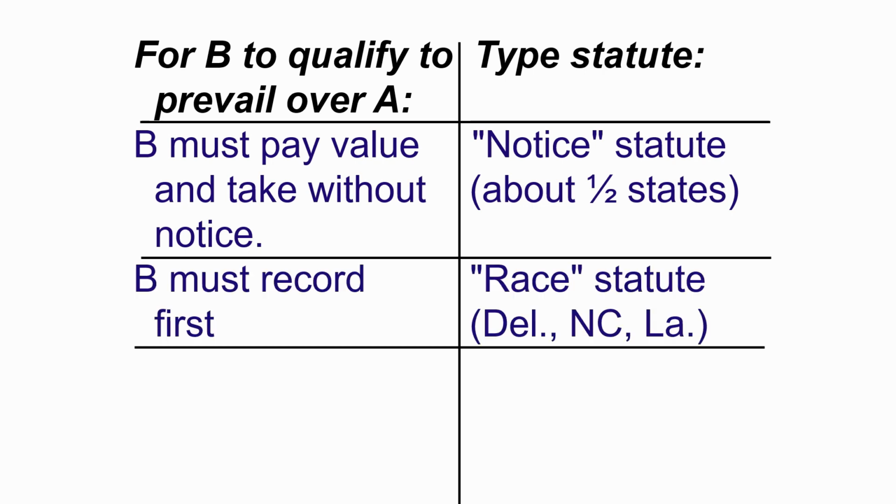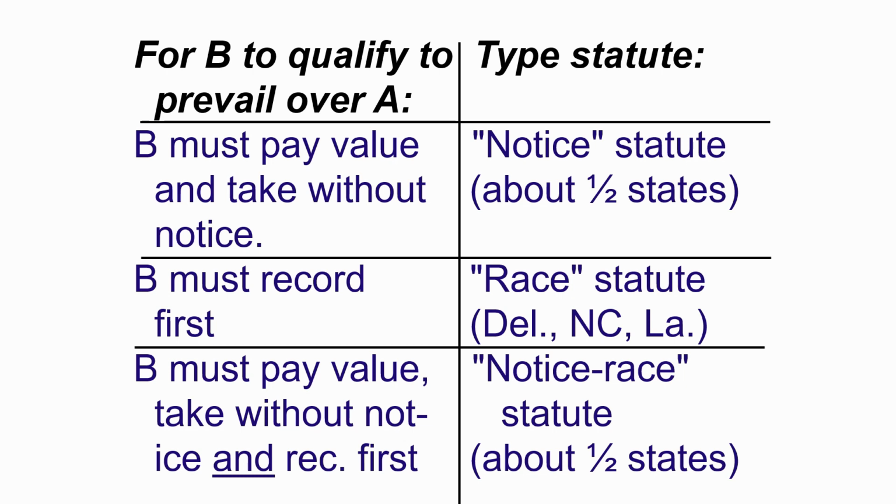The second type of statute says for B to win over A, if A fails to record, B must record first. This is often referred to as a race type statute because it conjures up in our minds a picture of A and B racing each other to the courthouse, and the first one to record his or her deed will prevail. In reality, it isn't usually much of a race because the two parties don't know about each other. Nevertheless, it is true that under this type of statute, whoever records first will win. There are only 3 states that have this type of statute. They're Delaware, North Carolina, and Louisiana.